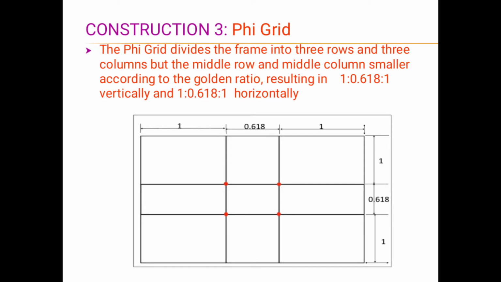Then we can construct a pi grid. That means we divide the rectangle into three parts. The middle part's length is 0.618 and the two side values are 1 and 1. So that ratio gives the golden ratio value 1.618.